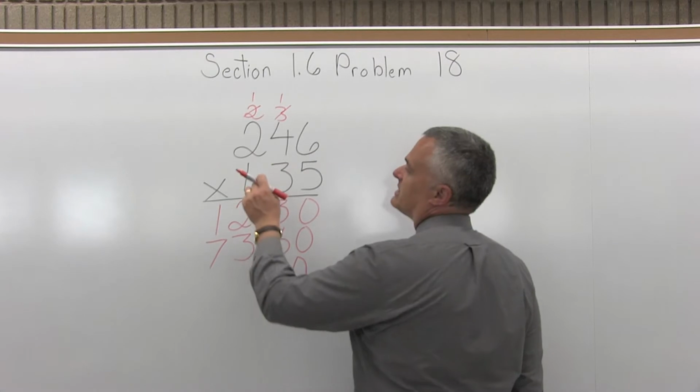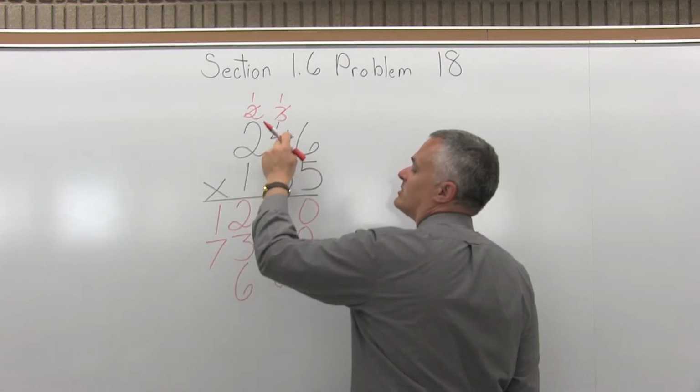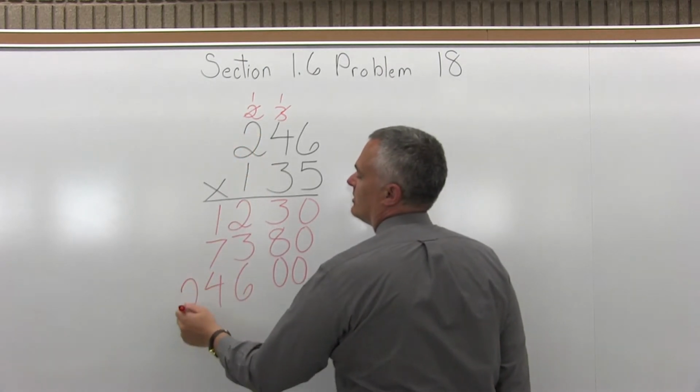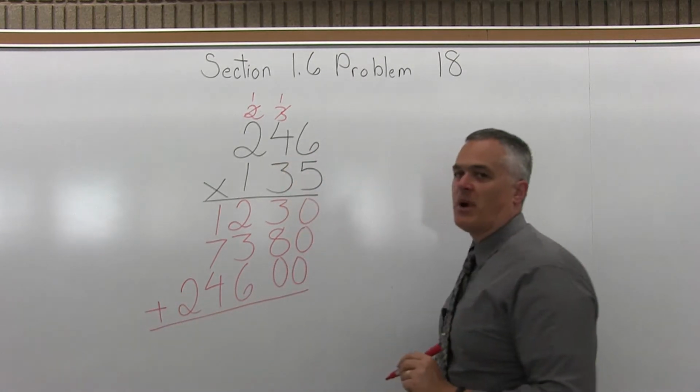But I have my 2 zeros, and now I'm going to multiply 1 times 6 is 6. 1 times 4 is 4. 1 times 2 is 2. Now I can add the rows of numbers that I got from my multiplications.